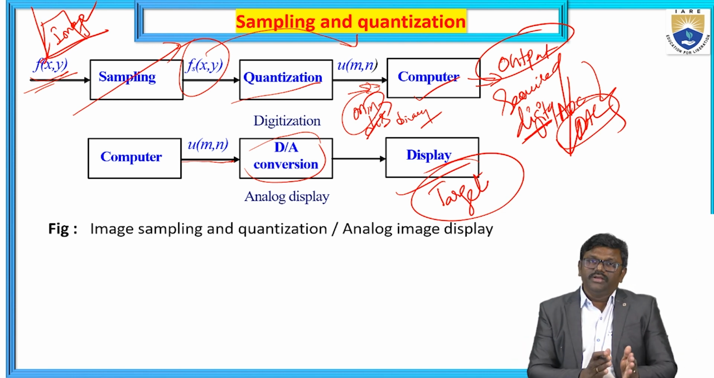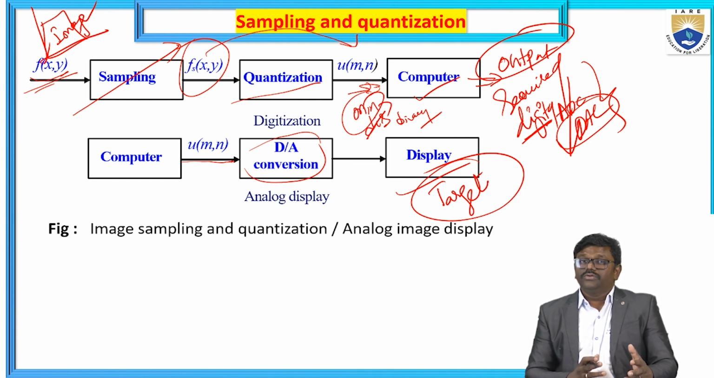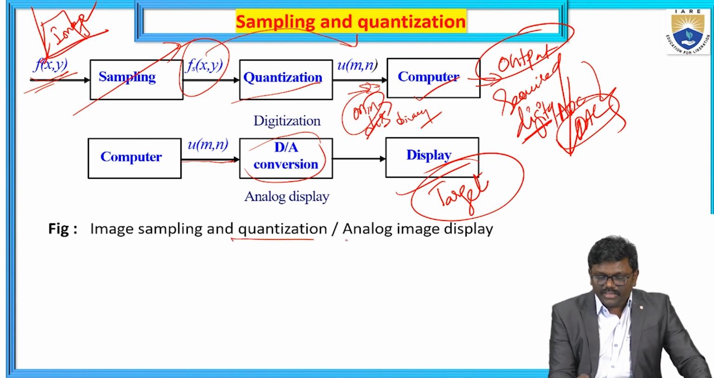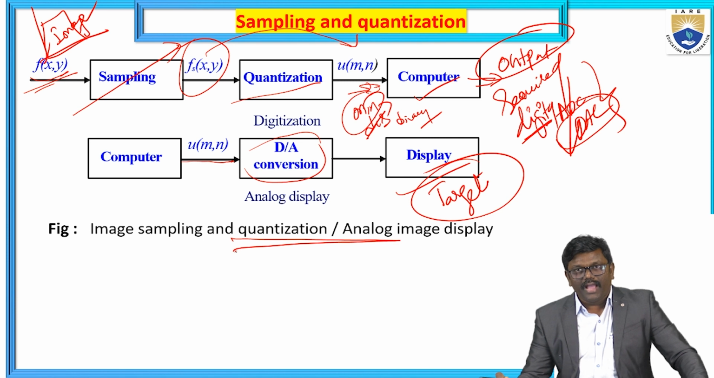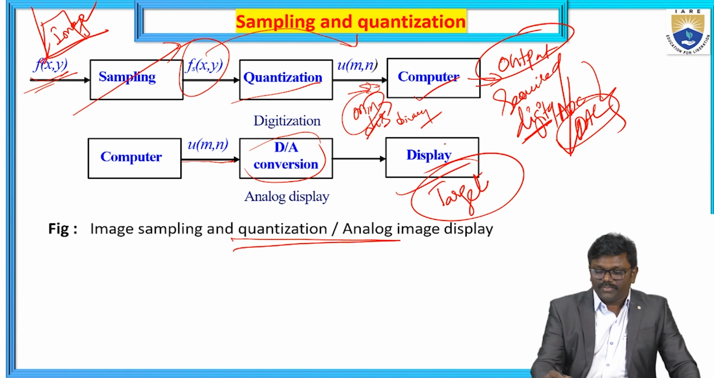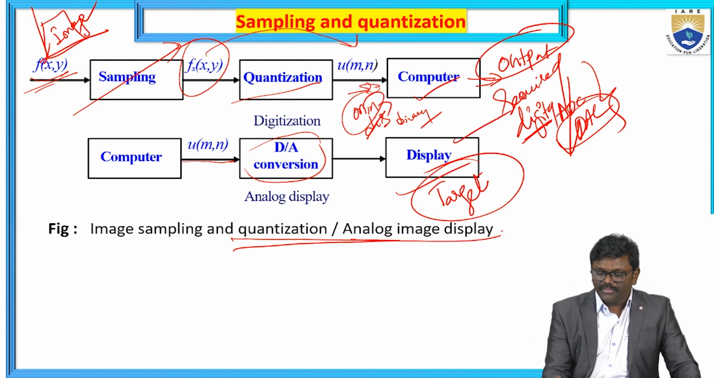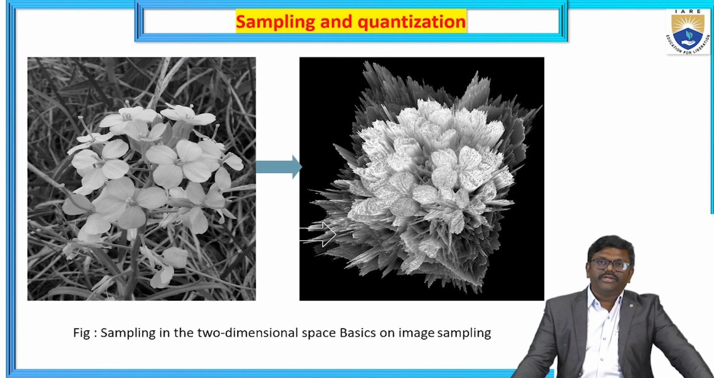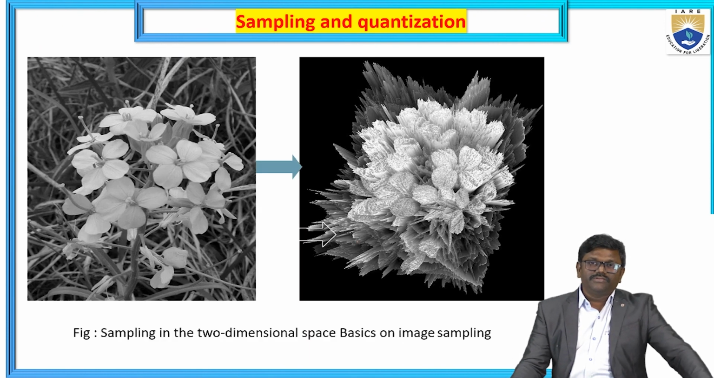As per our curriculum, that is the syllabus topic, here we are only considering analog to digital, but digital to analog is also very important. That's why I kept it here. Image sampling and quantization is in analog, and the analog image will be displayed here. So that is the meaning. I want to show you some examples also here.